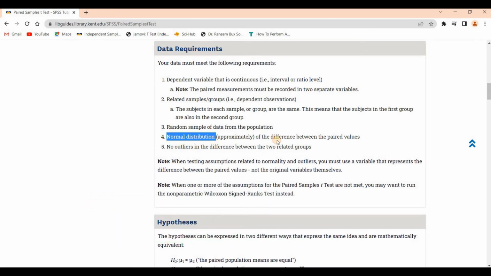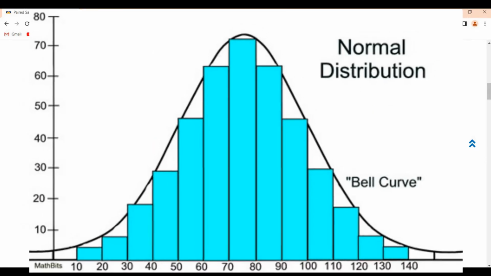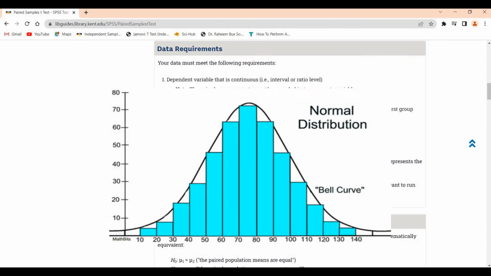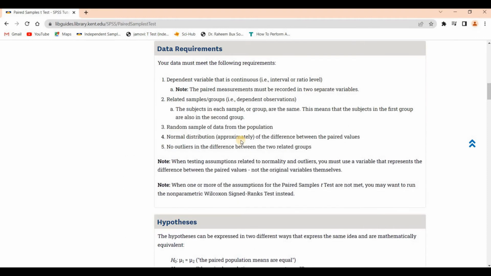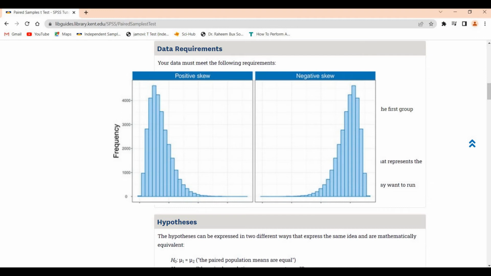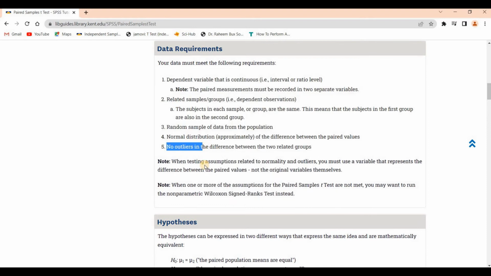That's very important. The difference between pair values, as I already told you, in the case of parametric tests takes a major assumption, which is always about normally distributed data. It should look like a bell-shaped curve. There should not be significant deviation on the left side or the right side, like left skewed or right skewed. And more importantly, there should not be any outlier.